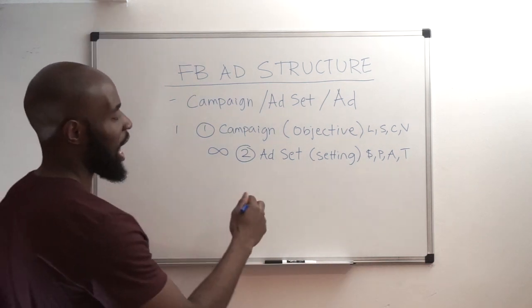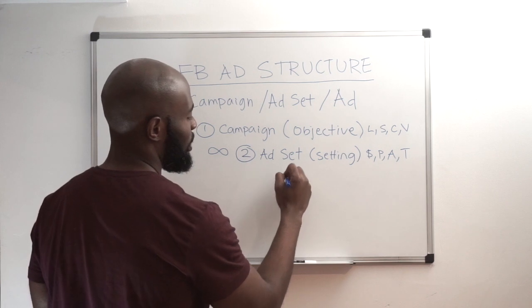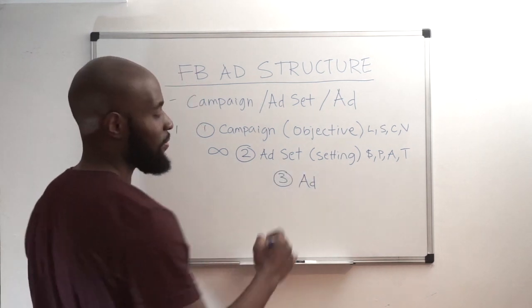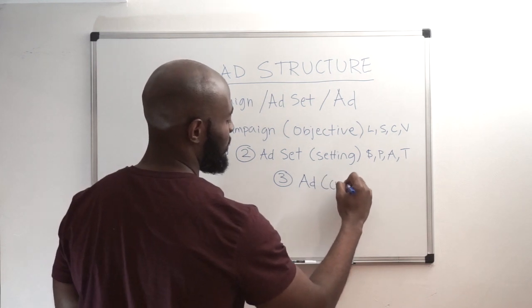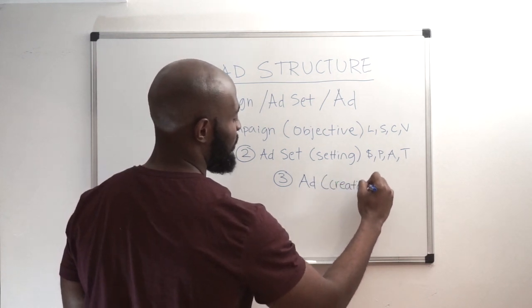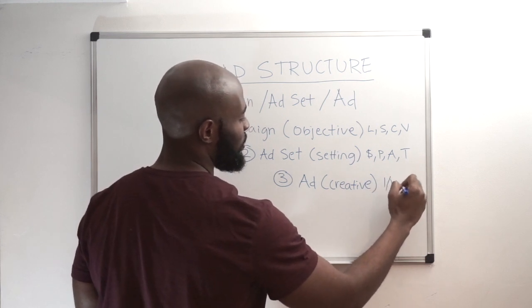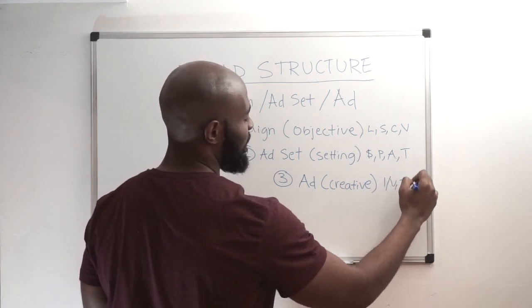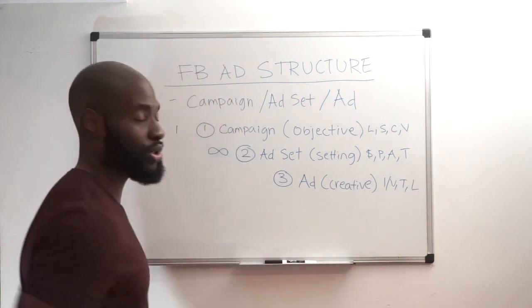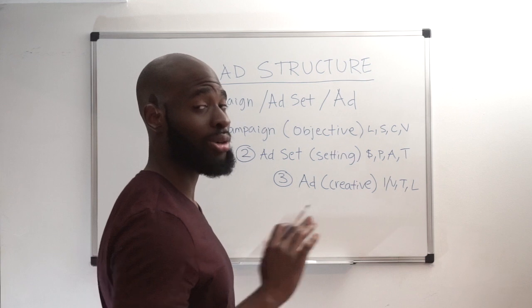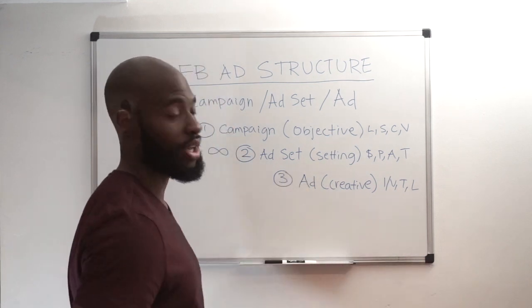And then after the ad set, you have the third level, which is the actual ad. Okay, and the actual ad meaning like the creative. Now this includes the image or video, right? This includes the text. This includes the link that people are going to be sent to once they actually click the ad or want to learn more about what you are offering in your ad.